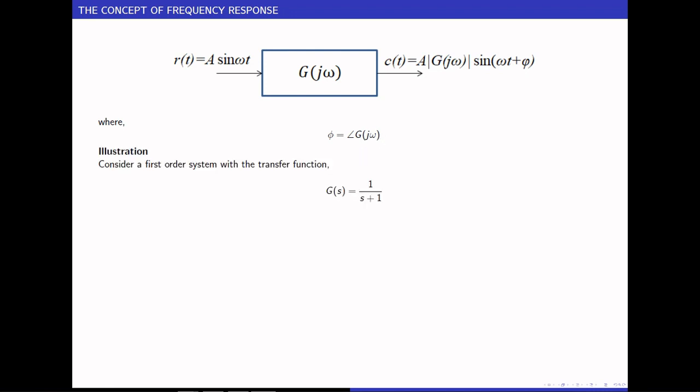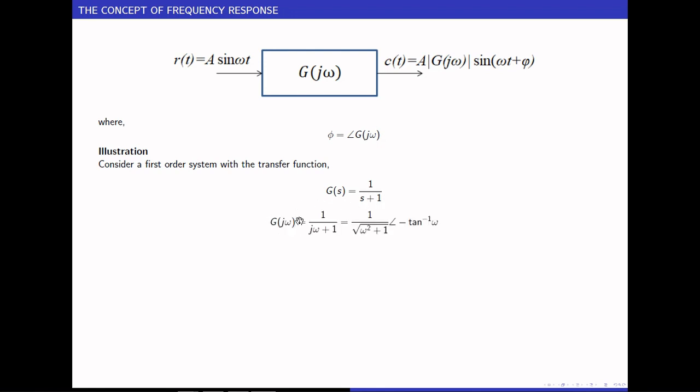So let us illustrate this. Let us further explain this with the help of an example. Let us take a first order system. That is the simplest dynamic system we can consider. So let us say the transfer function of the system is 1 by s plus 1.